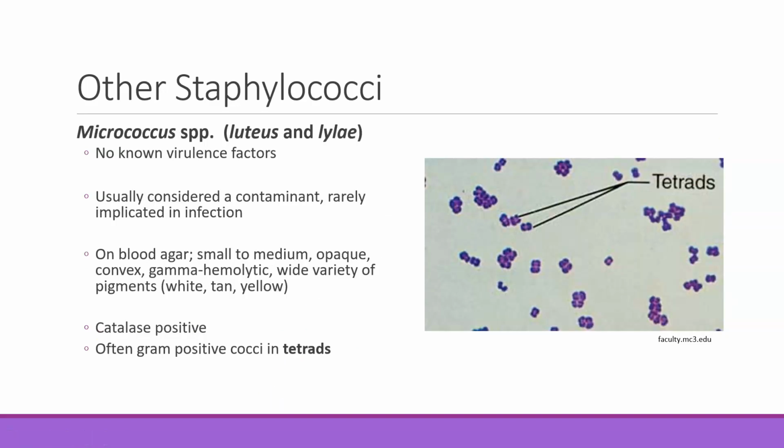Some of the last ones we'll talk about are Micrococcus species, specifically luteus and lylae. They really don't have any virulence factors. They're usually considered a contaminant and rarely implicated in an infection. On a blood agar, they're usually small to medium, opaque, convex, gamma hemolytic. They're catalase positive, and one of the things we see are the tetrads under the microscope, which kind of leads us to believe it may in fact be a Micrococcus. Tetrads mean sets of 4.